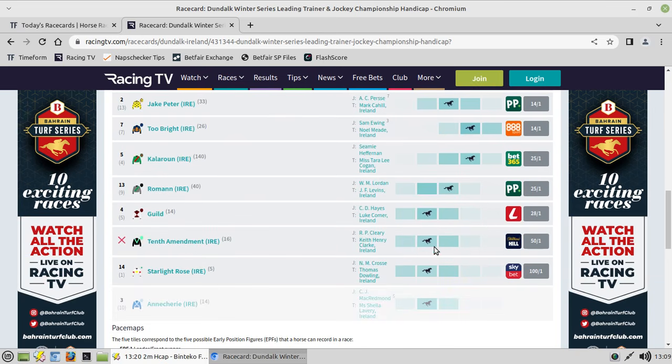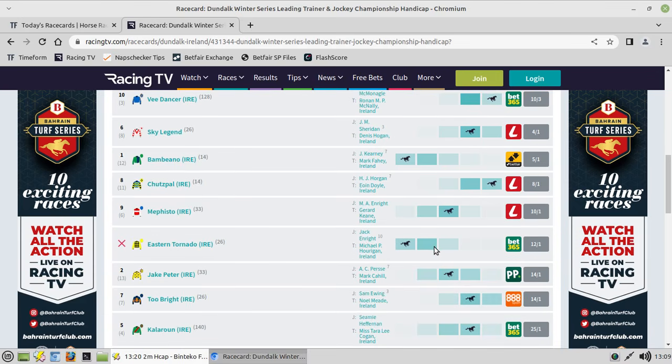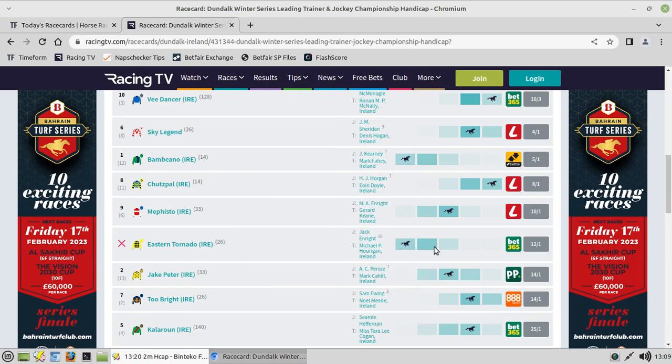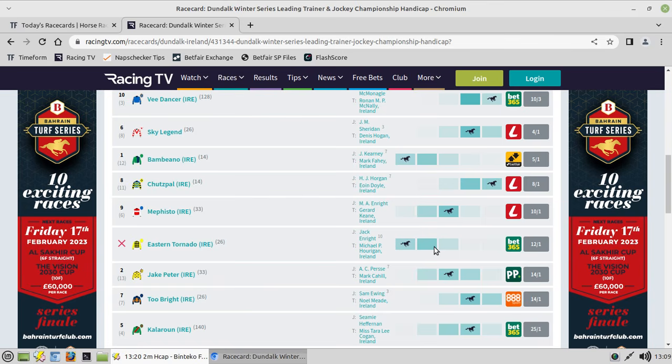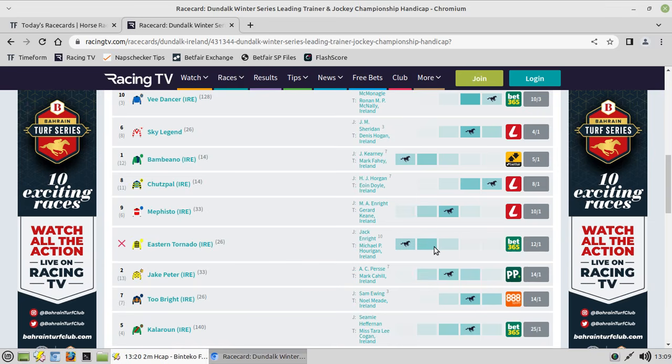Now, my original thinking when I first started looking at these was that given that we want to trade out in running, we need horses to shorten in price, and therefore it may be better to look at confirmed front runners.